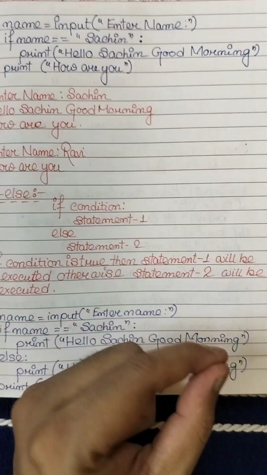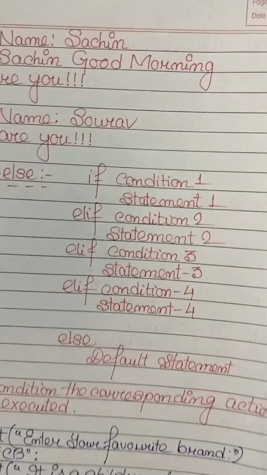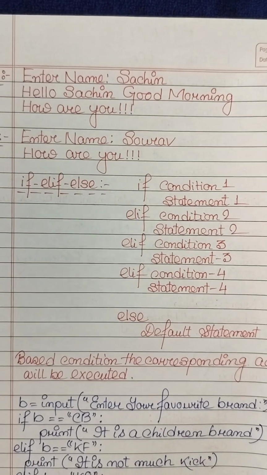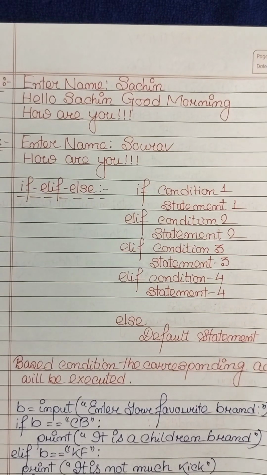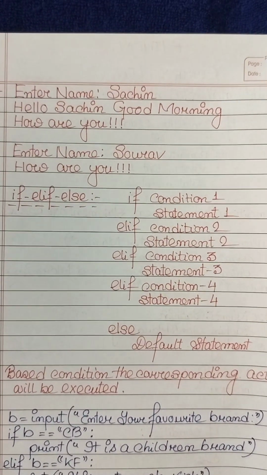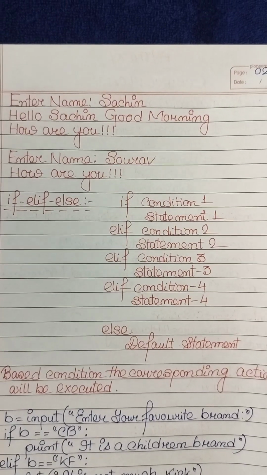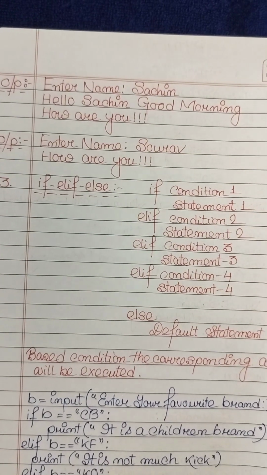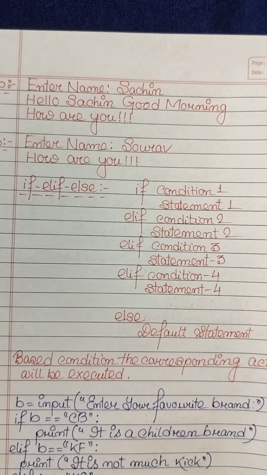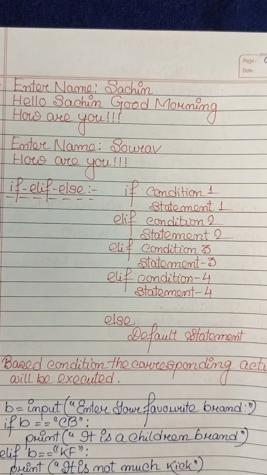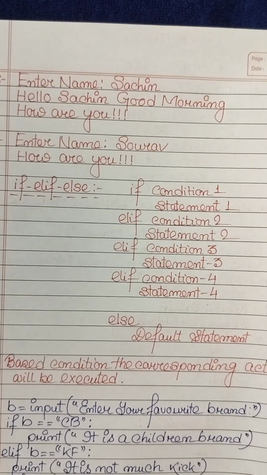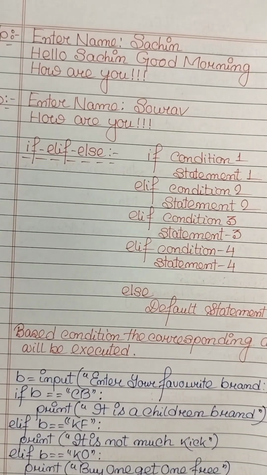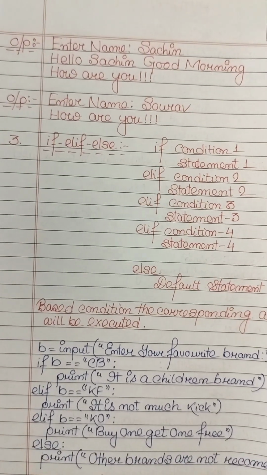Now see the example and its output. Enter name, that is Sachin, and it prints hello Sachin, good morning, how are you, because in the condition we already mentioned name is equal to Sachin. Suppose we enter the name Sourav. Then the if condition is not true, so it will move to the else block, and then how are you will be printed.